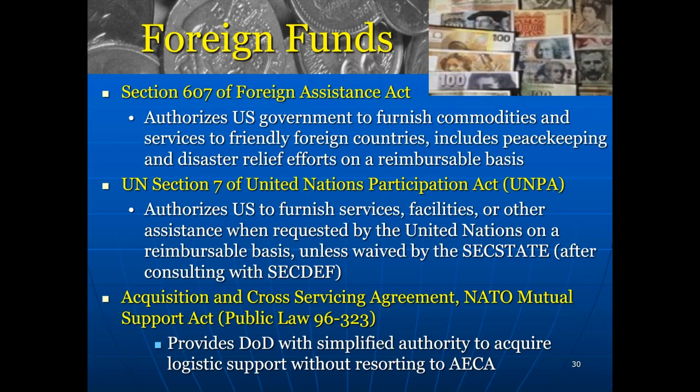UN Section 7 of the United Nations Participation Act, UNPA, authorizes U.S. to furnish services, facilities, or other assistance when requested by the United Nations on a reimbursable basis, unless waived by the Secretary of State, after consulting with SecDef. Acquisition and Cross-Servicing Agreement, NATO Mutual Support Act, Public Law 96-323 provides DoD with simplified authority to acquire logistic support without resorting to AECA.